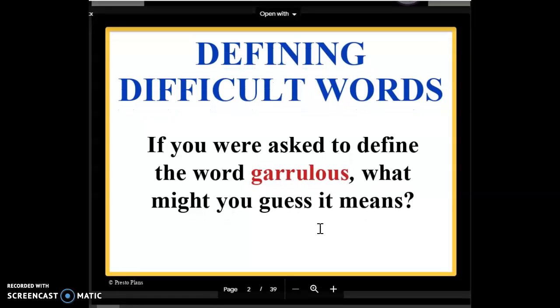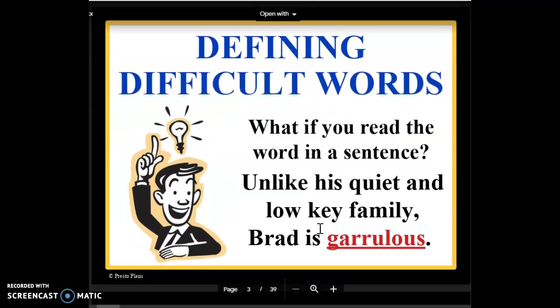So, defining difficult words. If you were asked to define the word garrulous, what might you have guessed it means? So for me, I look at garrulous and I think of that scary monster in the kids' book. Not Gryffindor, but you guys probably know. You can always comment on the video and tell me what it is. It's that monster with the saber teeth. And to me, that's what garrulous means, just by the look of it. I think of that big, scary monster. So maybe it means domineering or overbearing. That's just my guess. So when we define difficult words, you use that sentence.